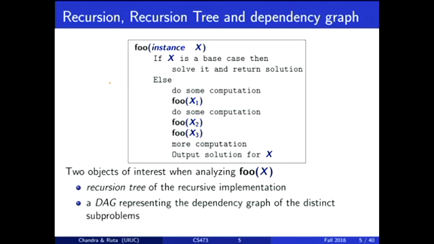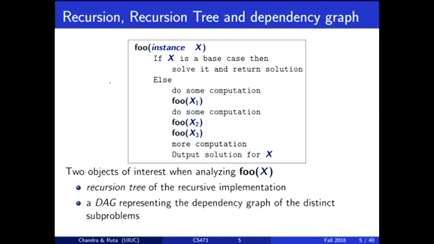So there are 2 important objects we need to understand whenever you have a recursion. One is, if you think of implementing the recursion, what does it look like? It will create what's called a recursion tree. You put x, and what does x do? It creates 3 children, it spawns 3 calls. And what do they do? They spawn more calls. Now that's the obvious recursion tree, and we will look at that.